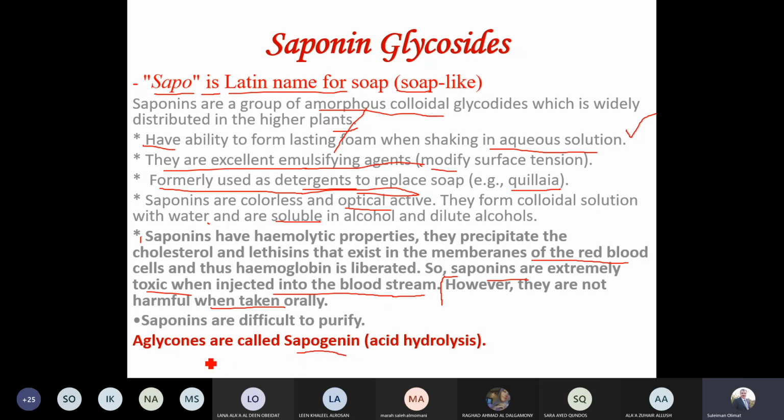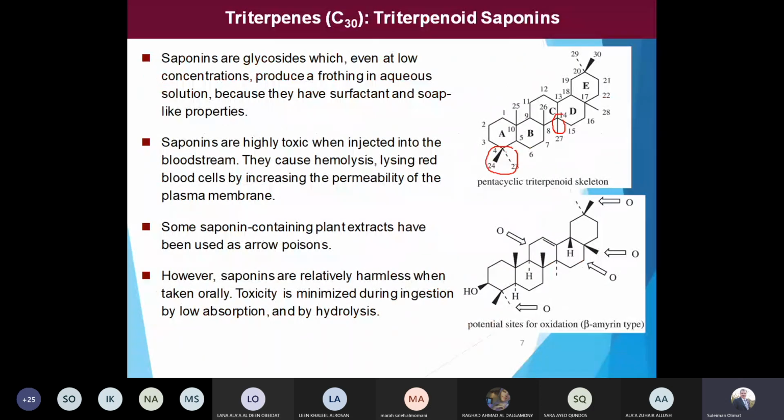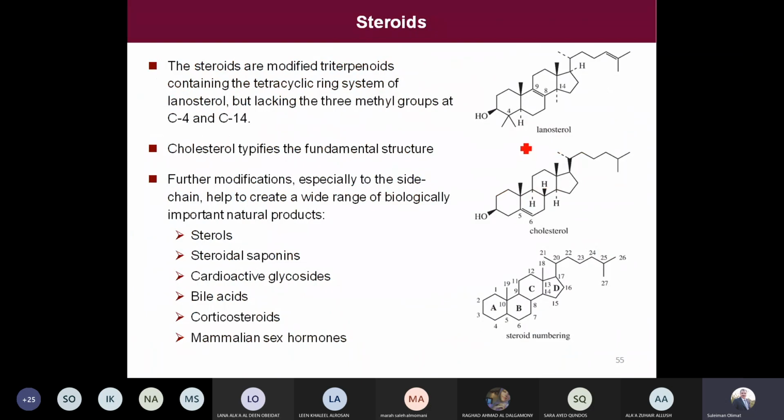sapogenin, again we have to know what we call the glycon. Here we have our terpenoid, and if we look at this compound, lanosterol, here we have carbon number 4 and also carbon number 14. So we have the 3-methyl, and directly we say this is a triterpene. Meanwhile, for cholesterol, we don't have the two methyls at carbon 4 and the methyl at 14, so right away this is a steroid.